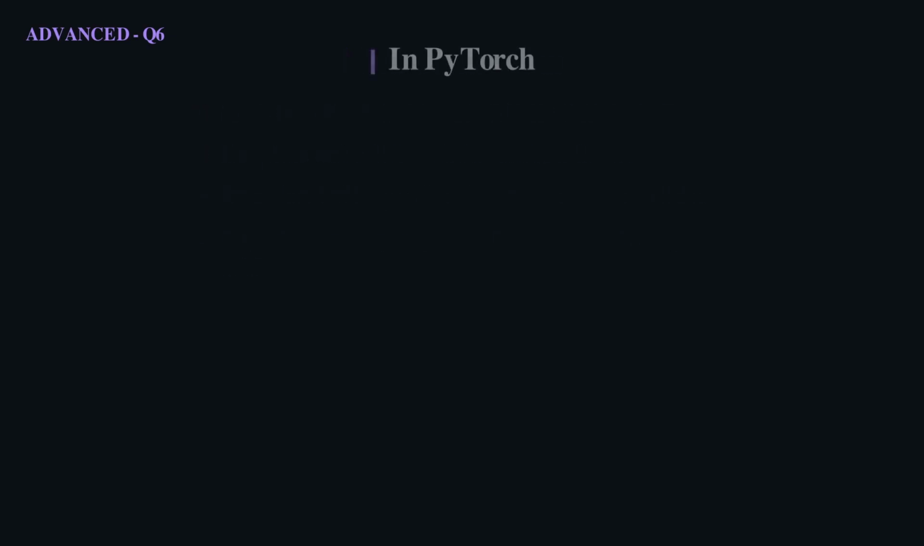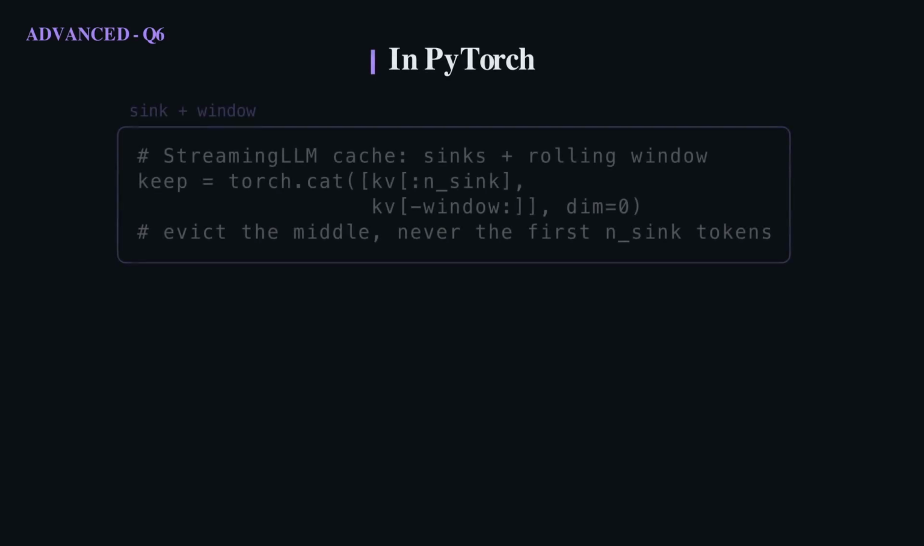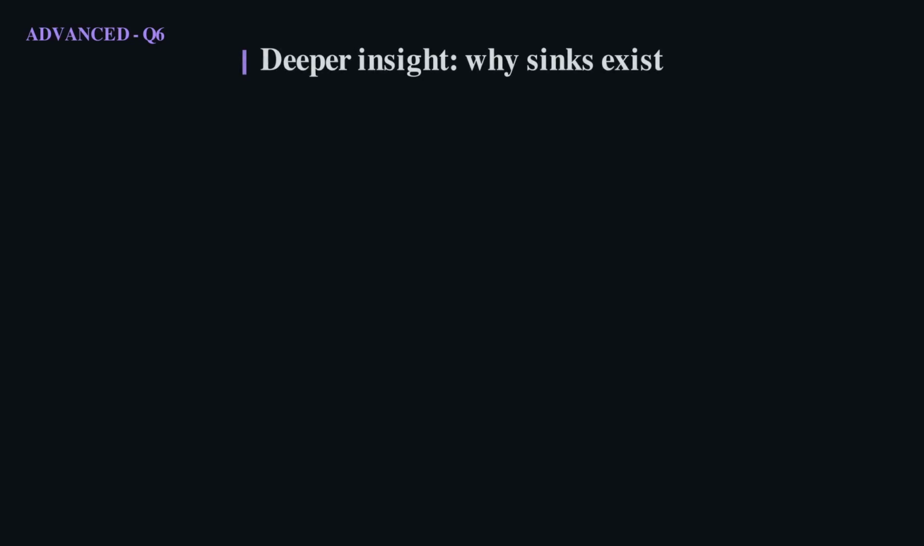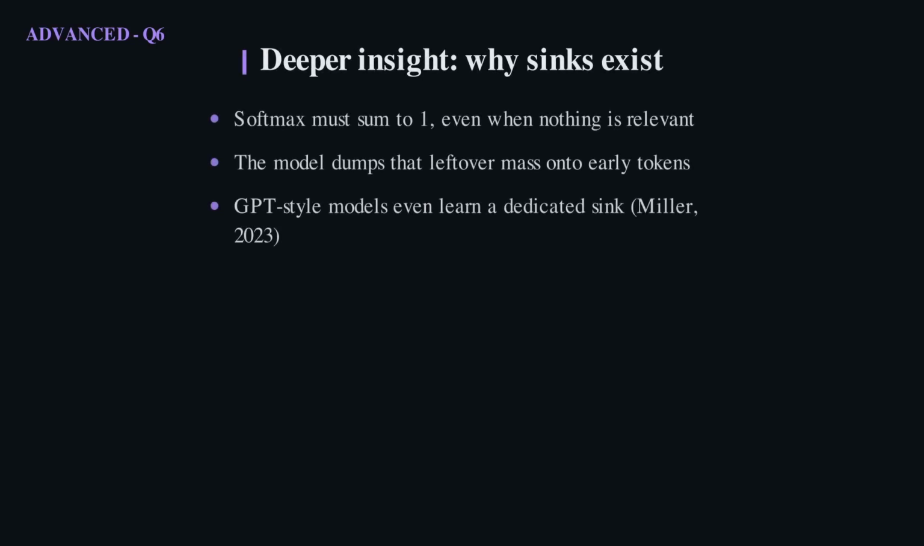The StreamingLLM cache is almost trivial. Always retain the first few sink tokens, then a rolling recent window, and drop the middle. That tiny change restores stable generation over millions of tokens. Why do sinks exist? Softmax weights must sum to 1, even when no token is truly relevant. The model parks that excess attention on the first tokens. Some models even train an explicit sink token to absorb it cleanly.